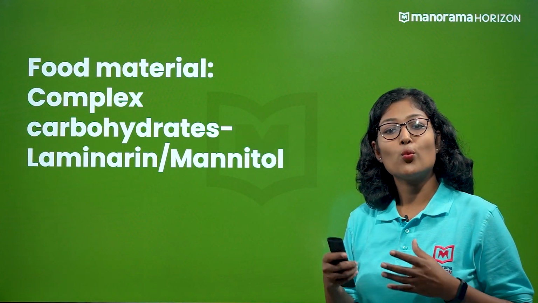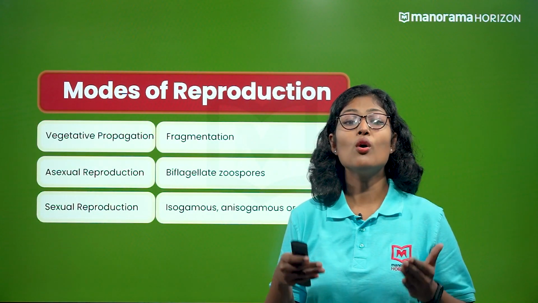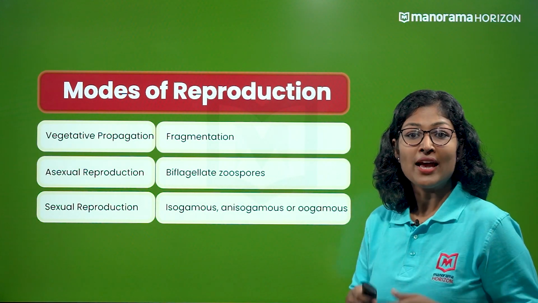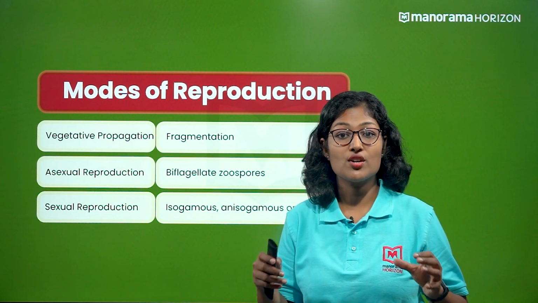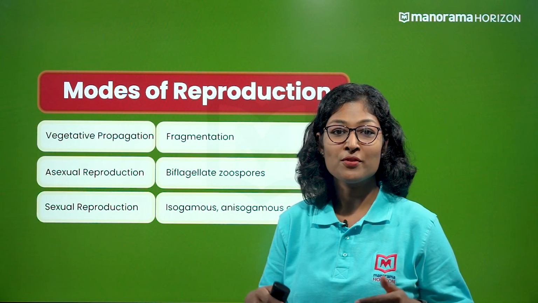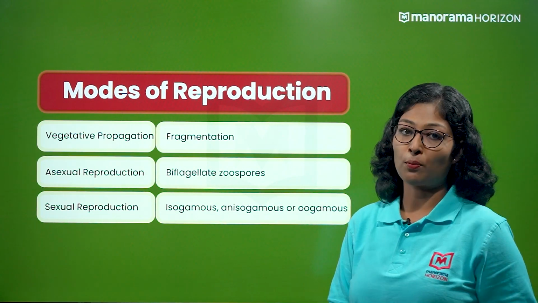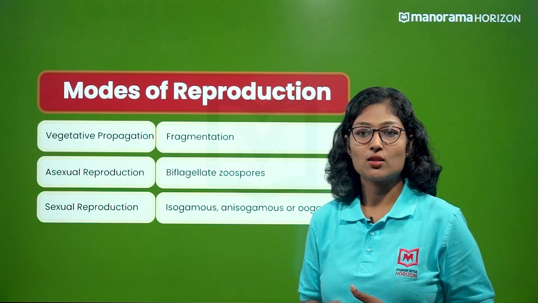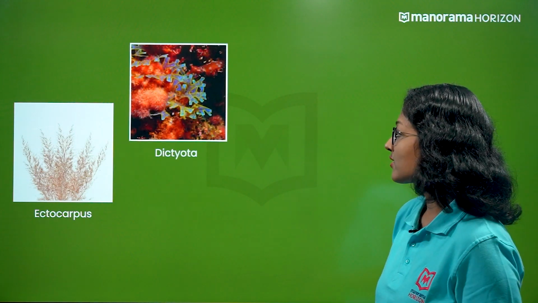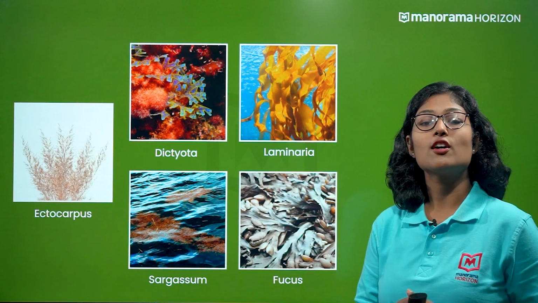Now it's time to check the various reproductive strategies. Vegetative reproduction or propagation is through fragmentation. Asexual reproduction is through biflagellate zoospores. These zoospores are pear-shaped structures and have two unequal laterally attached flagella for movement. The sexual reproduction is through isogamous, anisogamous or oogamous spores. The fusion of pear-shaped gametes which have flagella attached laterally occurs in water. Ectocarpus, Dictyota, Laminaria, Sargassum and Fucus are some members of Phaeophyceae.